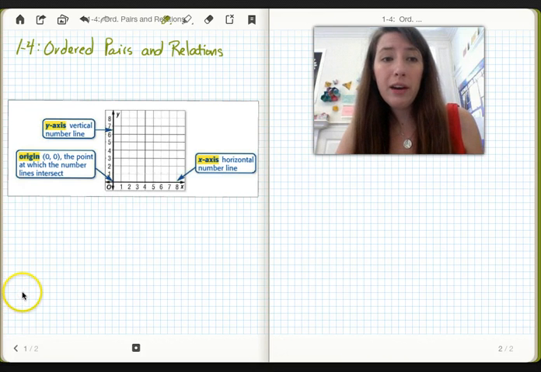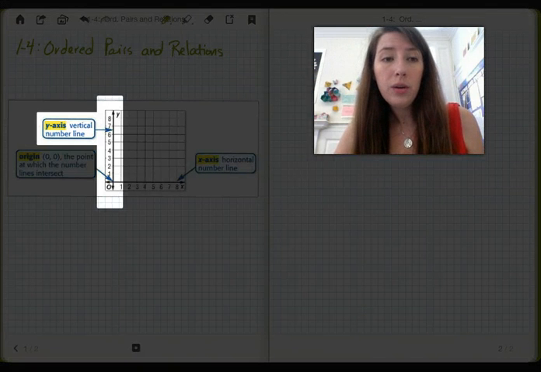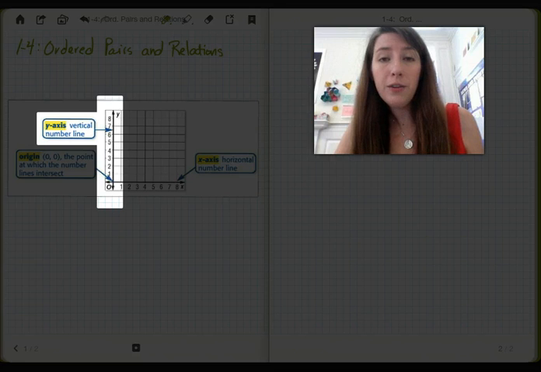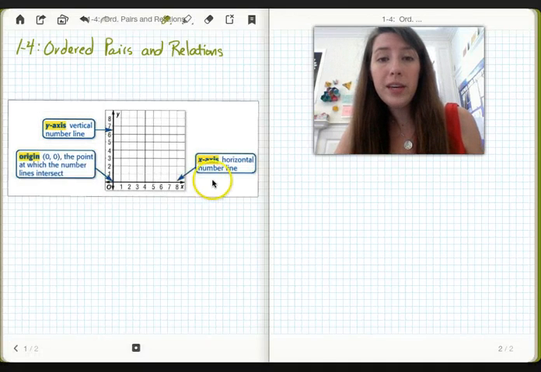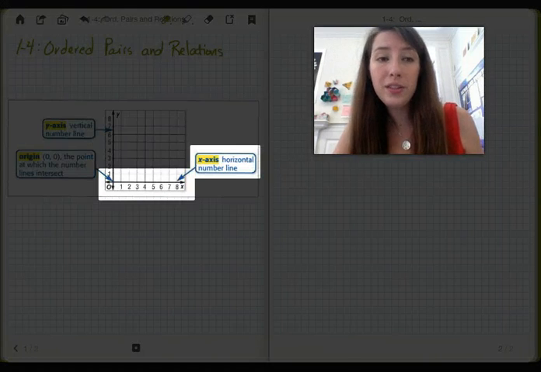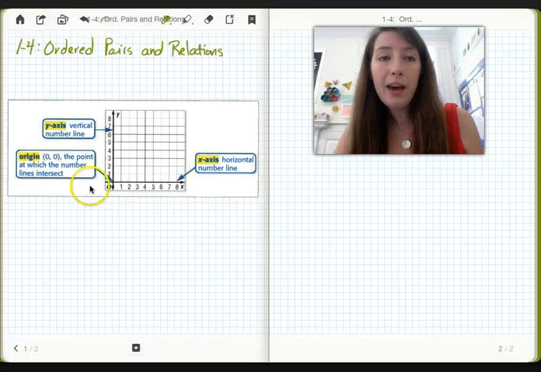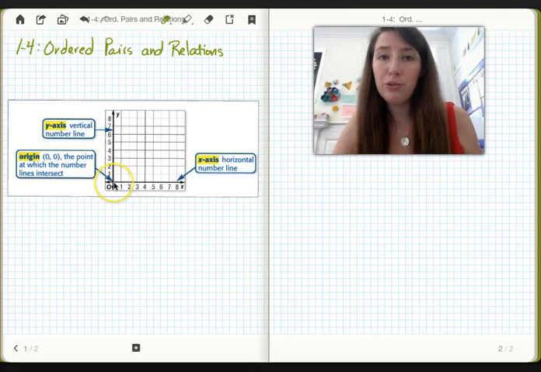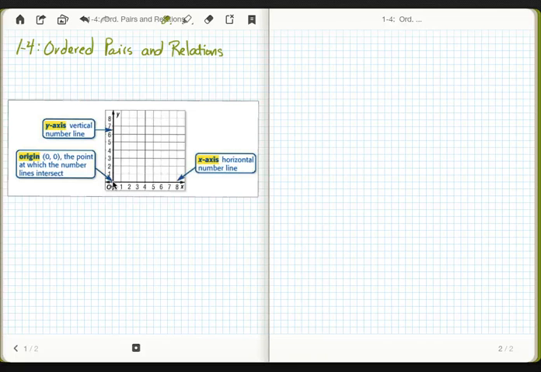So as you can see, we have the y-axis right here. It's the vertical number line, and we have what is called the x-axis, the horizontal number line. We also have the origin. The origin is 0, 0, and that's where the two axes cross. Of course, you know that. You have seen that before. Some other things to point out.